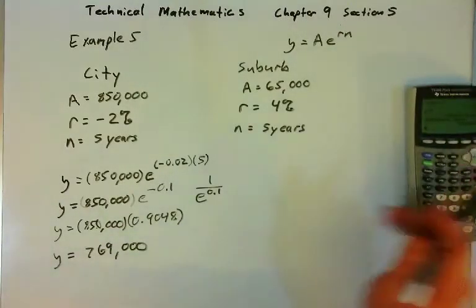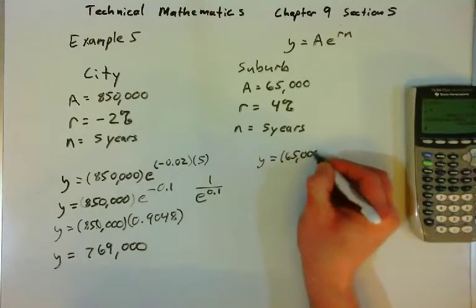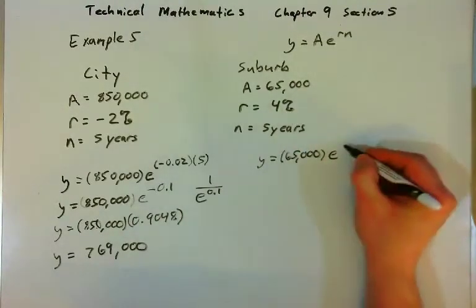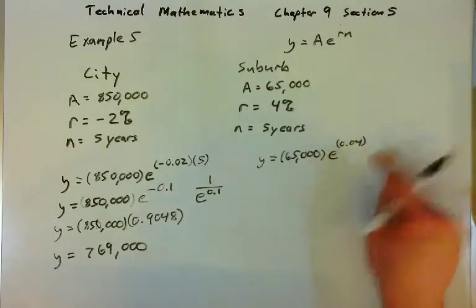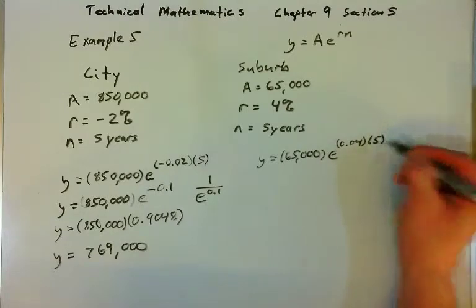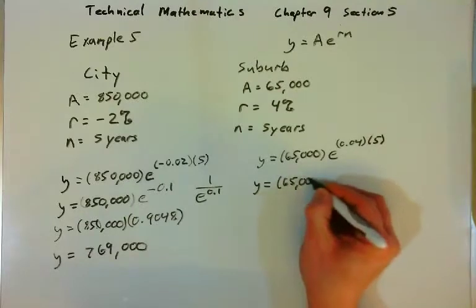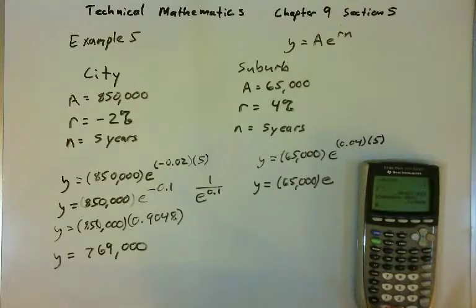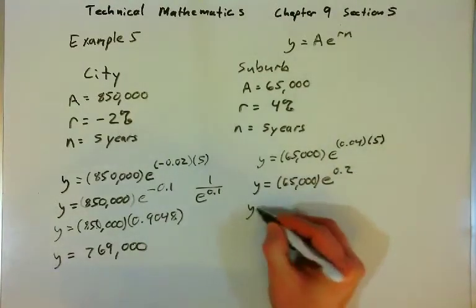Now we'll work out the problem for the suburb. Same problem, y equals 65,000 times e to the r, which again I need to be in decimal form instead of a percentage, so 0.04, times the time that has passed, which is 5 years. And so 65,000 times e, work out the exponent first. We have 0.04 times 5, which is 0.2. The exponent will be 0.2.